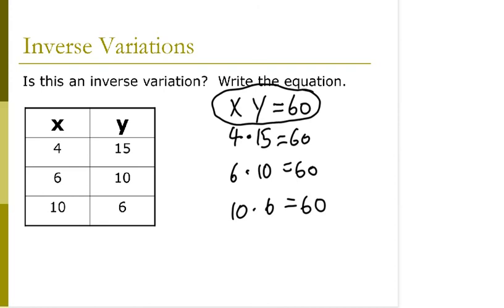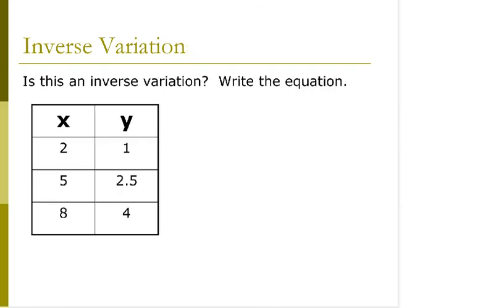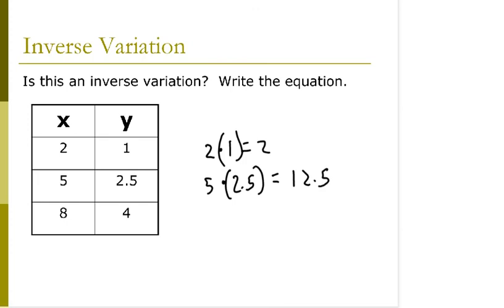Let's test if this is an inverse variation or not. If we multiply 2 times 1, we get 2. If we multiply 5 times (2.5), and let's just put that in parentheses, this would be 12.5. If we did 8 times 4, we would get 32. So obviously we don't end up with the same number. This is not an inverse variation.